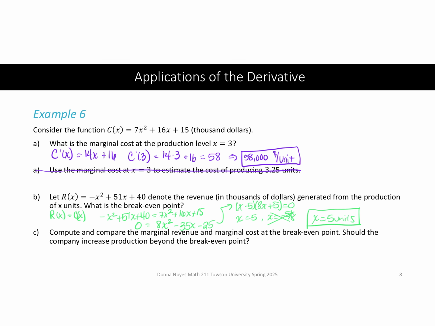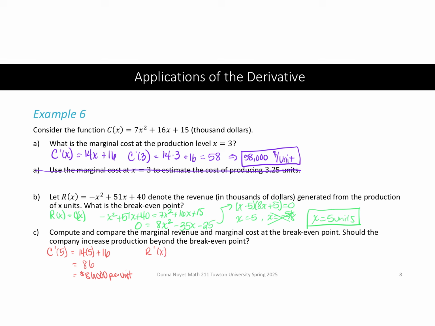So let's see what happens when we look at that. Well, we can already find the marginal cost at our break-even point because we already know what our marginal cost function is. So we really want C prime of 5. So C prime of 5 will be 14 times 5 plus 16, or our marginal cost ends up being 86. So our costs are increasing at $86,000 per unit. That sounds like a lot of increase in the cost. Let's see what's happening with the revenue.